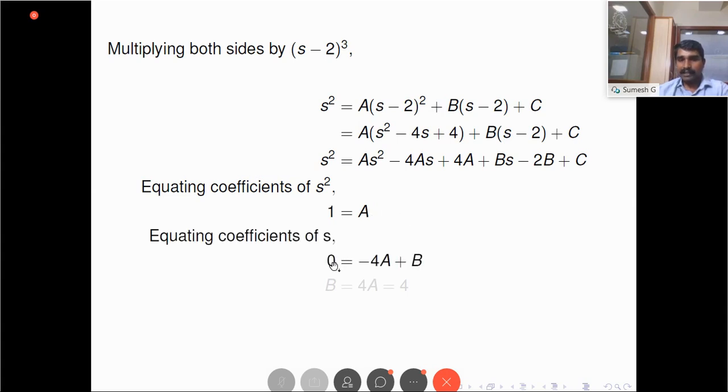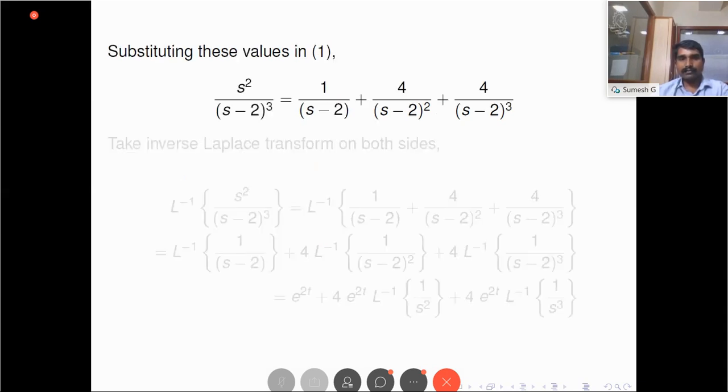Equate the coefficients of s on both sides. We get 0, because there is no term of s so its coefficient is 0, equal to minus 4a plus b. This gives b equal to 4a, which is 4, because a equal to 1. So we obtain the values of a, b, and c, which we already found. Substituting these values in equation 1, we get s square by (s minus 2) whole cube equal to 1 by (s minus 2) plus 4 by (s minus 2) whole square plus 4 by (s minus 2) whole cube. Now we can find the inverse directly. Take inverse on both sides.